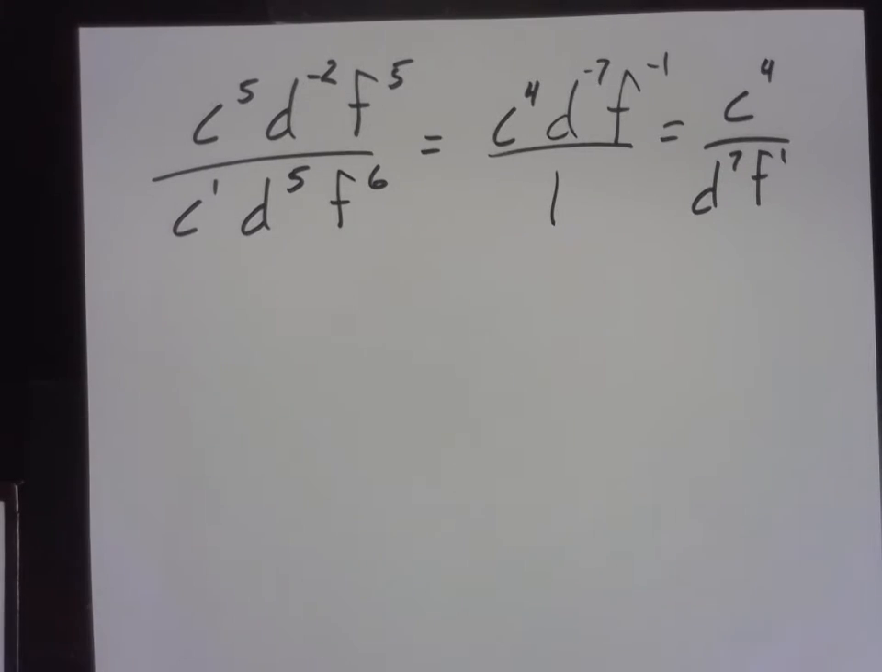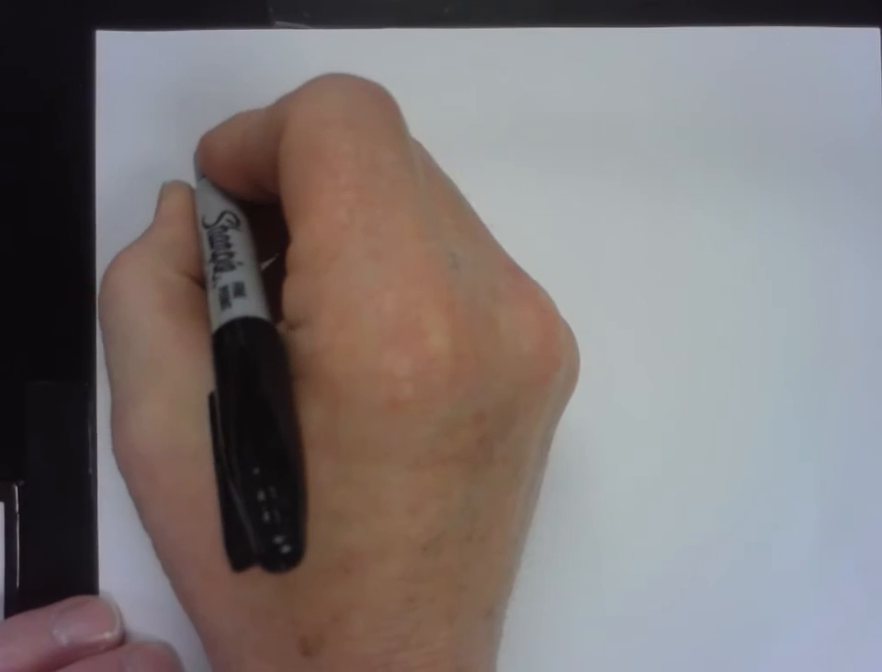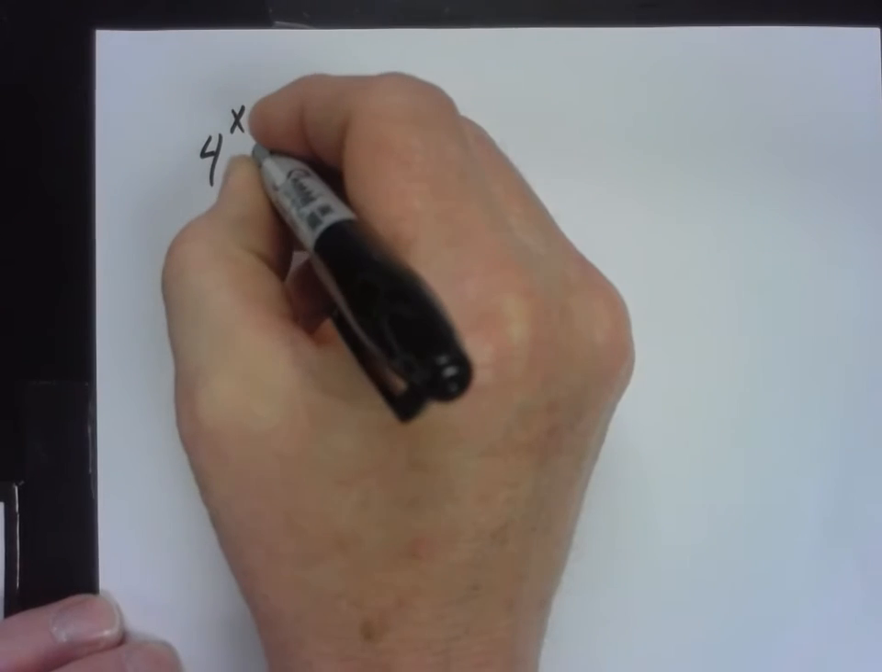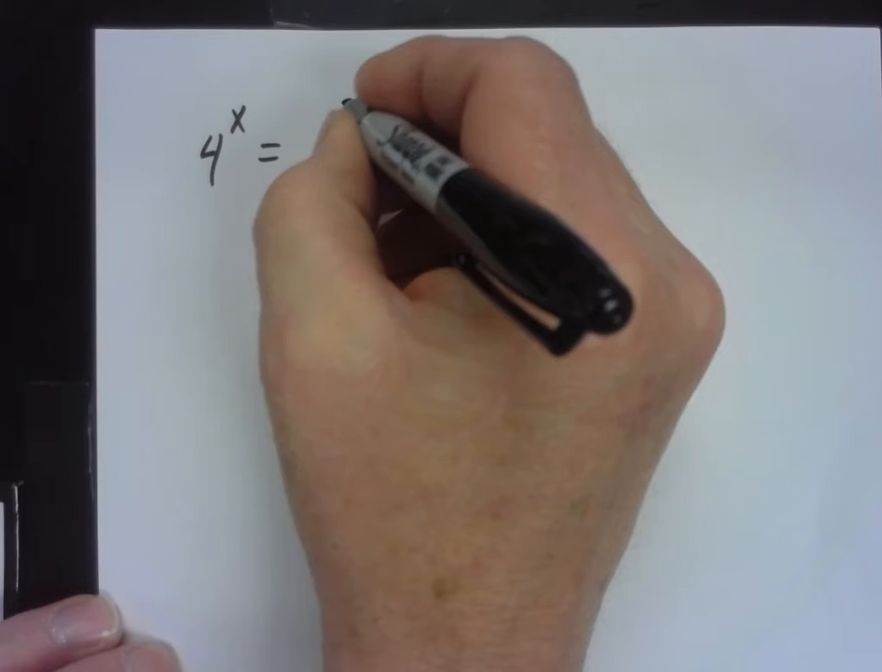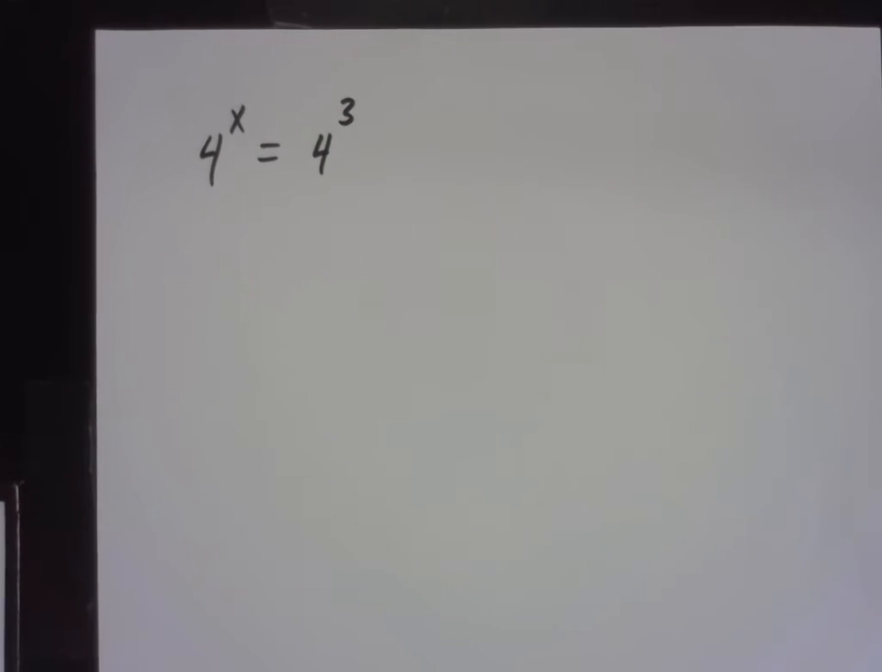Okay, so now enough reviewing. Let's talk about something new. Solving exponential equations. Like this one. 4 to the x equals 4 to the third. Can you guys tell me what x might have to be?